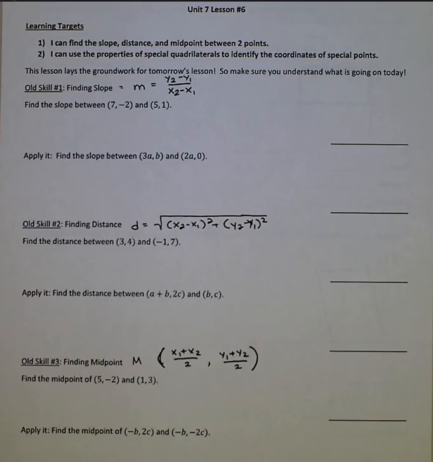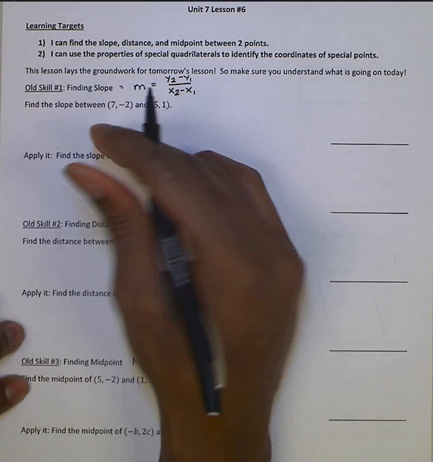Now this lesson lays the groundwork for what we're going to do tomorrow, so make sure you understand how to do this stuff. You'll notice I've written the formulas. These should be review: slope, distance formula, and the midpoint formula, but they're there for your reference. So what we should know how to do is find the slope between 2 points. So let's look at this first example.